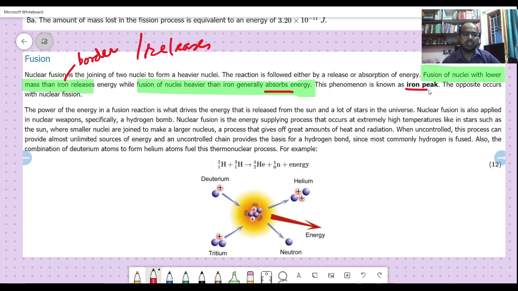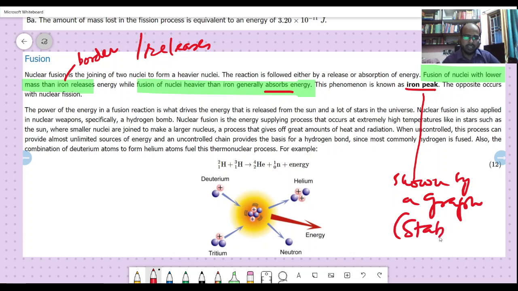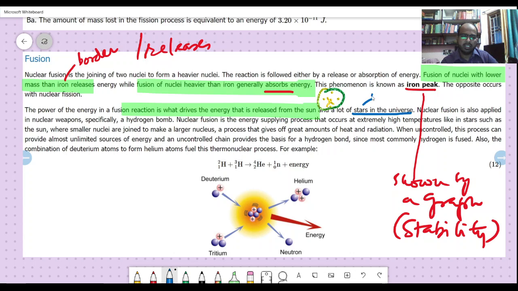This phenomenon is known as the iron peak and is shown in a graph. In the previous slides you can see the stability of the nuclides. The energy of a fusion reaction is what derives the energy that is released from the sun. How essential? In the nuclear reaction, இல்லனா life கிடையாது. There is no life if there is no star, and there are a lot of stars in the universe. Our sun is also a star.